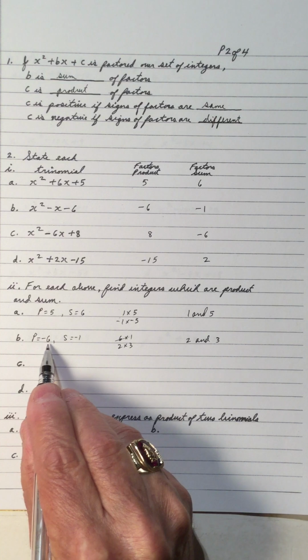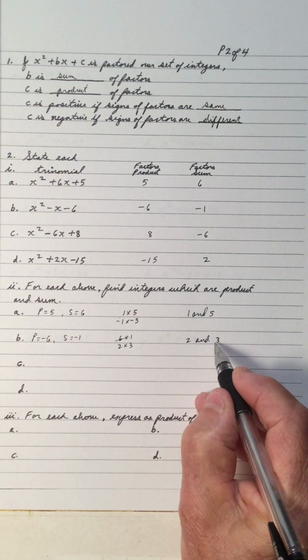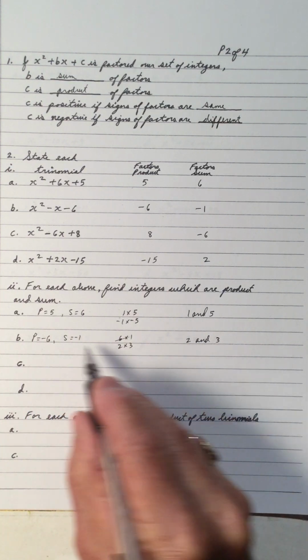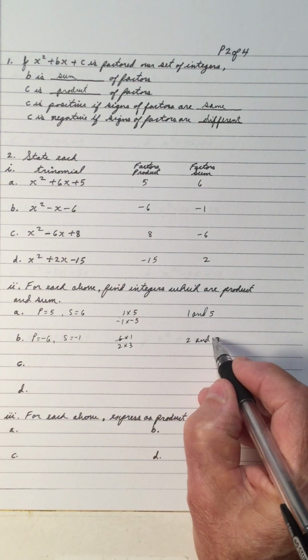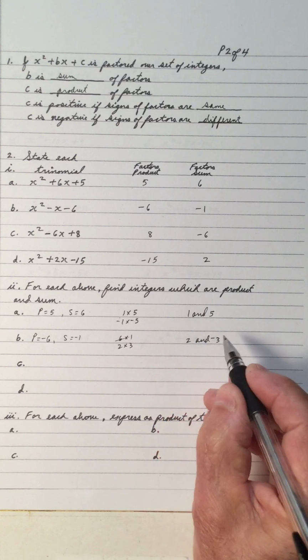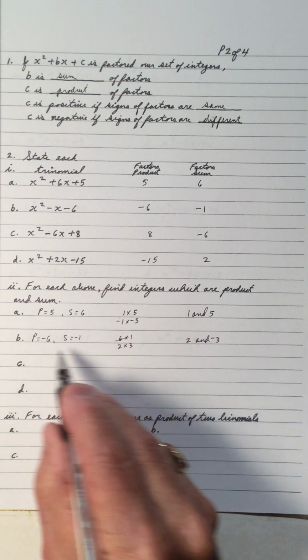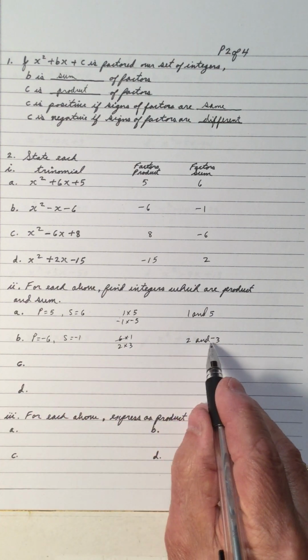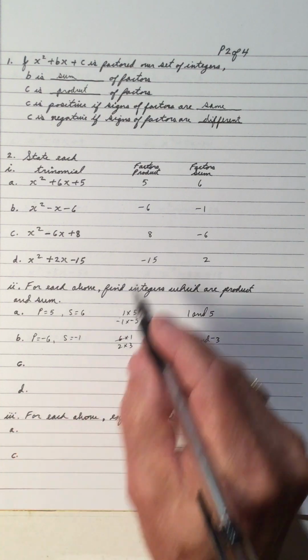But it's negative, so one of these has to be negative and the other one positive. So the bigger one is negative: negative 3 and plus 2. Multiply these two numbers, you get negative 6. Add these two, you get negative 1.